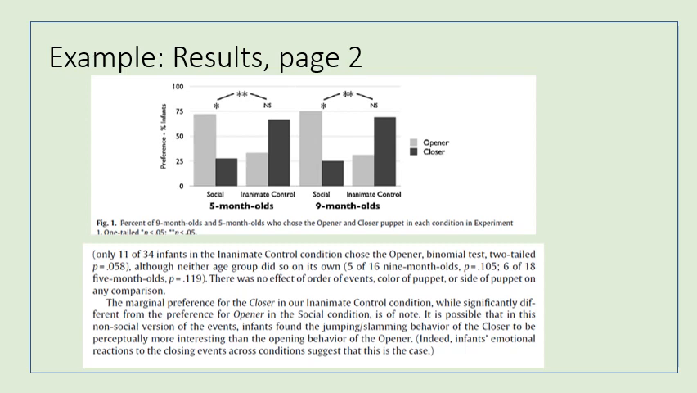And then here, this is a little bit unusual in the results section. If I were grading their paper, I would say this next paragraph should be in the discussion section. But they write, the marginal preference for the closer in our inanimate control condition, while significantly different from the preference for the opener in the social condition, is of note. It's possible that in this non-social version of the events, infants found the jumping, slamming behavior of the closer to be perceptually more interesting than the opening behavior of the opener. Indeed, infants' emotional reactions to the closing events across conditions suggest that this is the case.